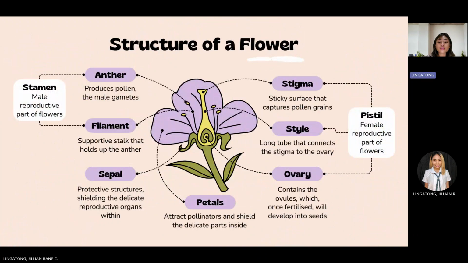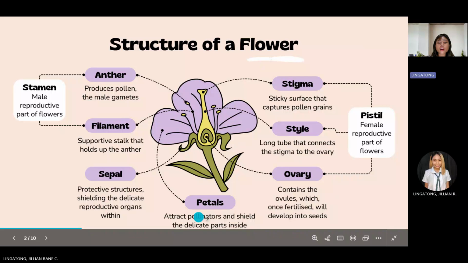First, let's take a look at the flower, which is again the reproductive structure of angiosperms. The main parts of a flower include the stamen, the male reproductive part consisting of the anther and the filament, the pistil, the female reproductive part consisting of the stigma, style, and ovary, and the petals, which are often brightly colored to attract pollinators, and sepals, which protect the flower bud before it opens.